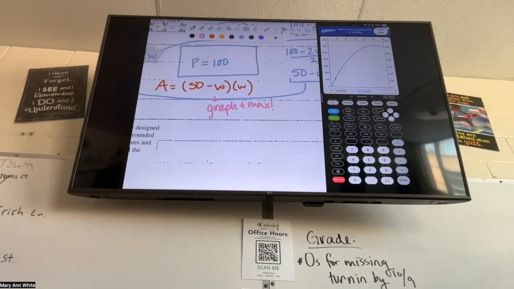I see my height, but I don't see the rest of my graph. Let me make my X max a little bit longer. Let's go 50 and see if we can see. There we go. Now I see that nice upside down parabola looking thing.